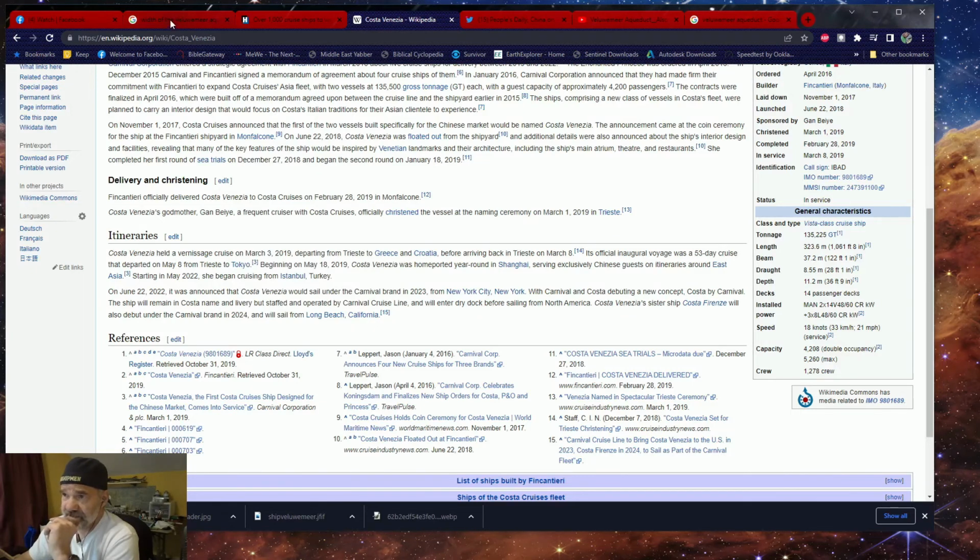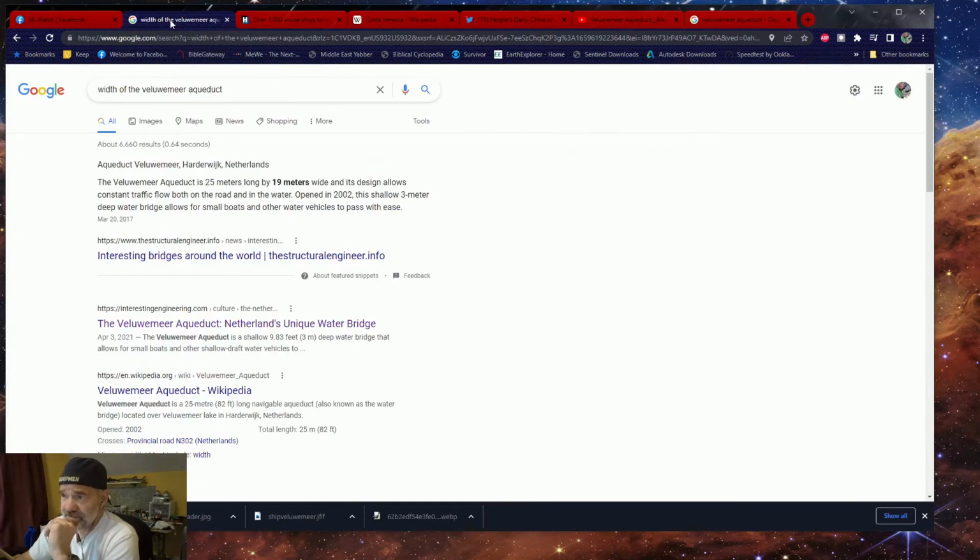Now let's take a look at the actual aqueduct itself. The aqueduct itself is 25 meters long, and it's 19 meters wide. And it has a depth of 3 meters. Okay, the water depth is 3 meters. It's like 9.8 feet.